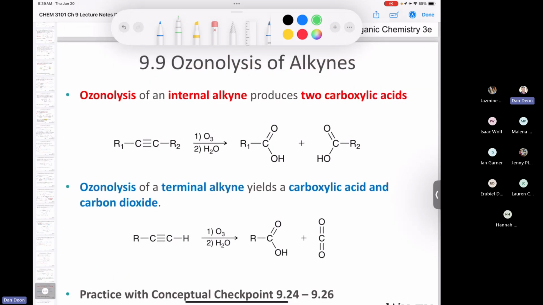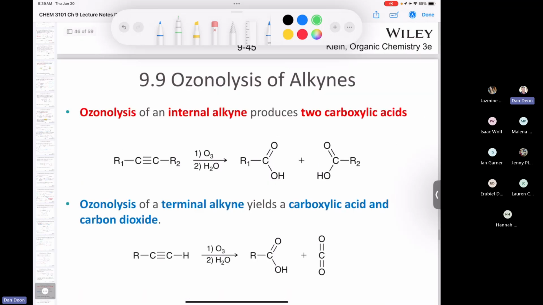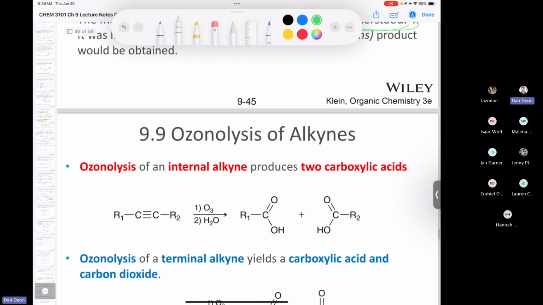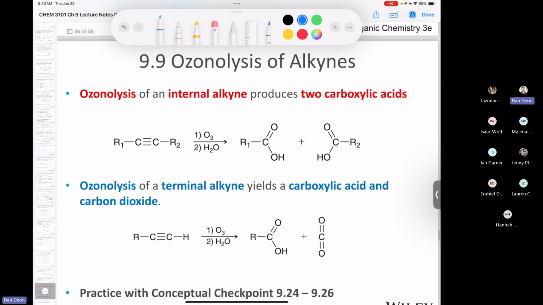So we've covered section 9.7 and 9.8. Let's get into 9.9, which deals with ozonolysis. And I know you know this, ozonolysis of an alkene. If I just rehash the memory of ozonolysis from chapter 8, what was it? First step was ozone, second step was DMS. Right, and in that case, you'd end up with this, times 2, of course. So that was ozonolysis of an alkene.